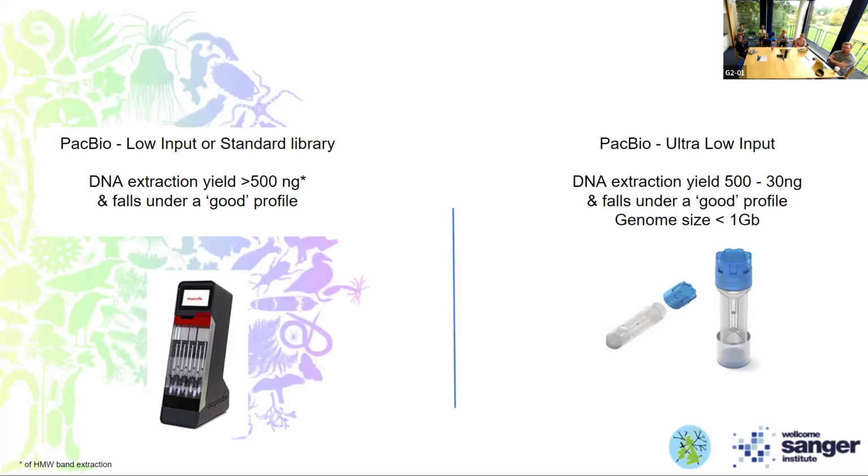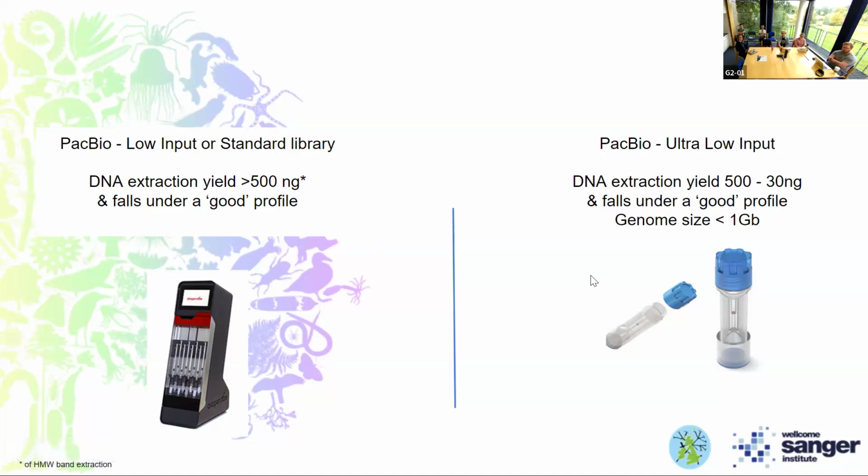And so DNA extraction can go down two routes of DNA fragmentation. So a PacBio or low input library, or the ultra low input. As Liz has mentioned, for DNA extractions, we're looking at a yield of above 500 nanograms of DNA that falls under a good profile. So something that sits around 500 nanograms, if it has a nice high molecular weight band, we would probably send it through the PacBio standard library prep. Anything less than 500 nanograms, we might hold off putting it through PacBio standard library.